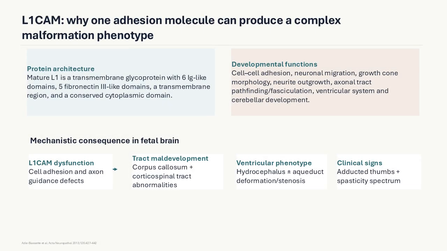L1 CAM encodes a transmembrane cell adhesion molecule. Its protein structure includes immunoglobulin-like domains, fibronectin type 3-like domains, a transmembrane region, and a conserved cytoplasmic domain. Functionally, it participates in cell-cell adhesion, neuronal migration, neurite outgrowth, and axonal pathfinding. So when L1 CAM fails, the phenotype is not simply blocked cerebrospinal fluid. It is a developmental disorder involving tracts, midline structures, ventricles, and motor pathways.